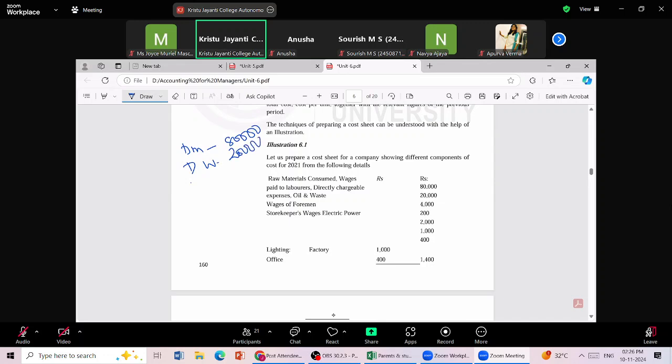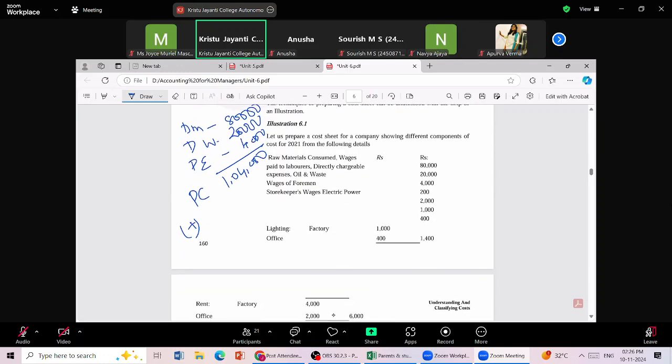Then what is my direct expenses? Any direct wages to foreman, so that is my direct expense. So 4,000 rupee. So the total what you get is 1,04,000 rupee. This is called your prime cost. Okay. In this prime cost, you will add all your factory connected expense. So what are the factory connected expense we have?